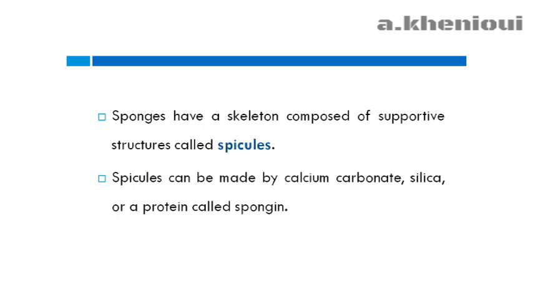Sponges have a skeleton composed of supportive structures called spicules. Spicules can be made of calcium carbonate, silica, or a protein called spongin.